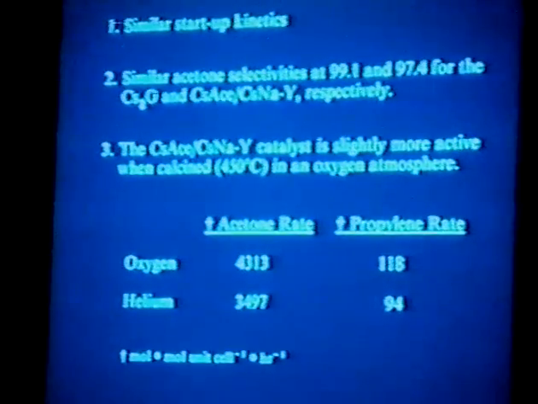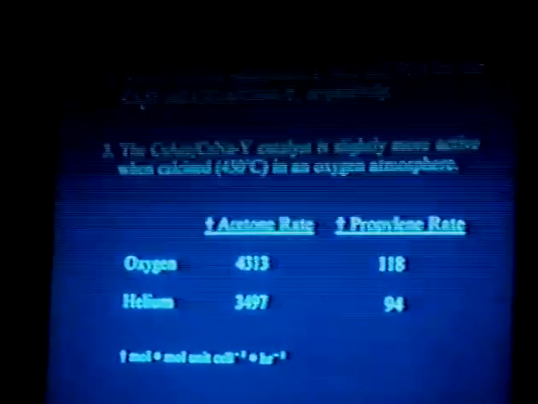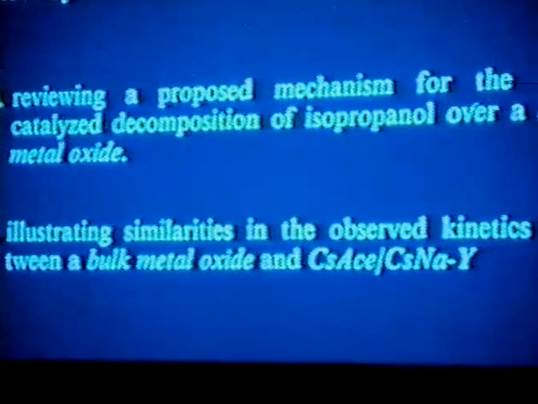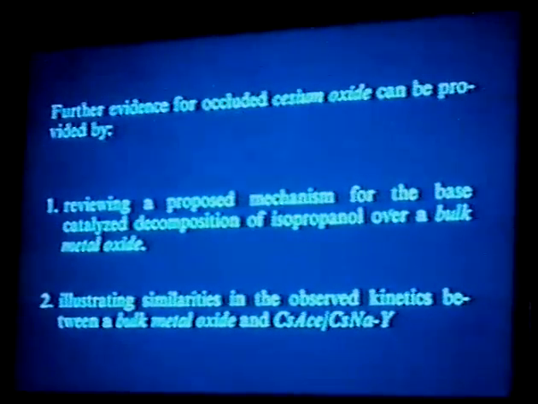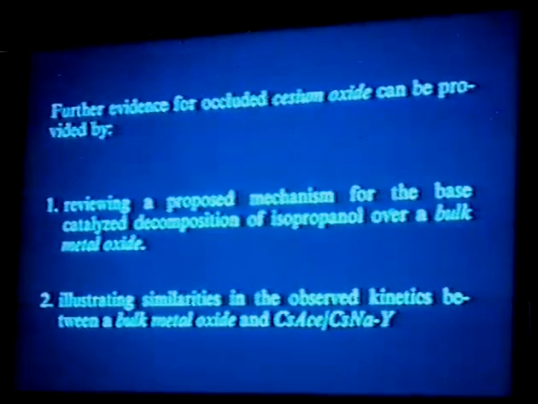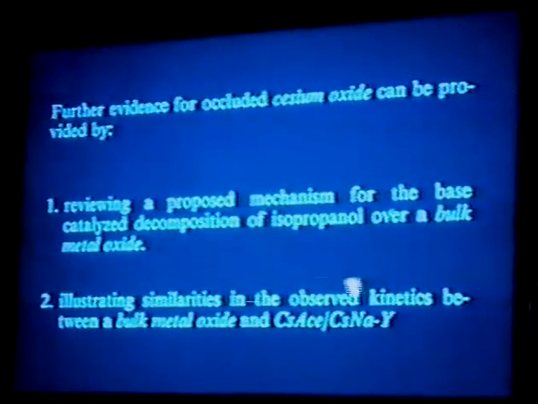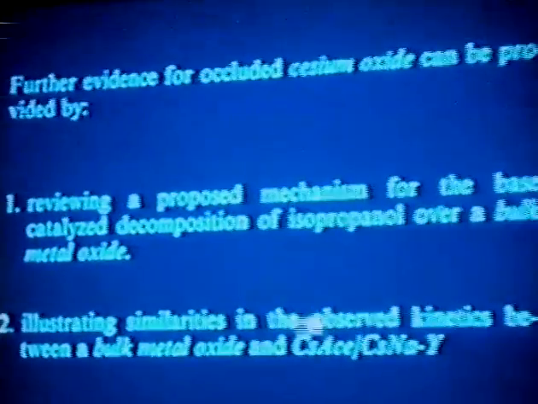So at this point, it appears that we have a cesium oxide located on the zeolite. But I'd like to go just a step further and provide further evidence for occluded cesium oxide. And this is by first reviewing a proposed mechanism for base catalyzed decomposition of isopropanol over a bulk metal oxide. And then once we establish that, just to illustrate similarities in the observed kinetics between the bulk metal oxide and our cesium Y material.